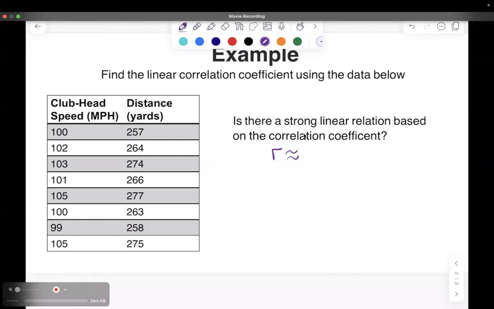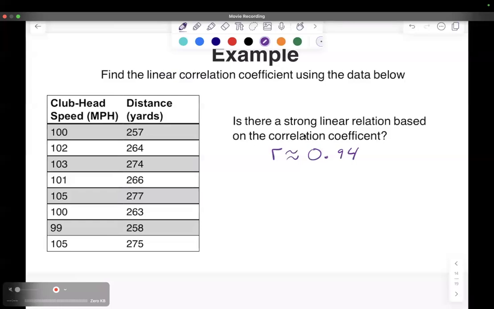Once you get it, is anyone brave enough to tell me what they got? You can type it in chat. You can say it out loud. I don't care. I got, for the R value, 0.9386. So that's 0.94. Yep, that's what I got. Is that what everyone else is getting? About 0.94?